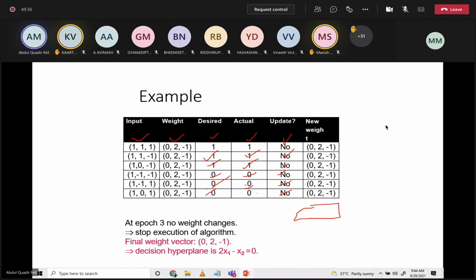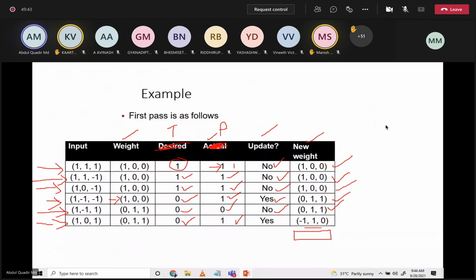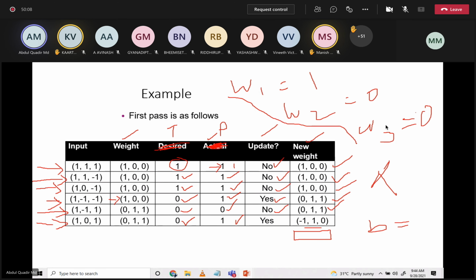So it means this is the weight W1, which is 0, because we have started with random weights. Initially we start with random weights; we don't know what weight we are going to get. And W3 is 0. These are the random weights. Alpha is also random, bias is also random. Everything is random. We started with these things.